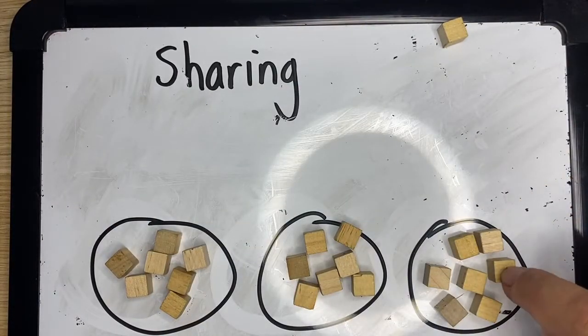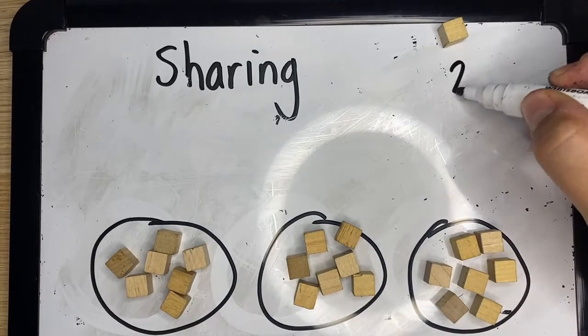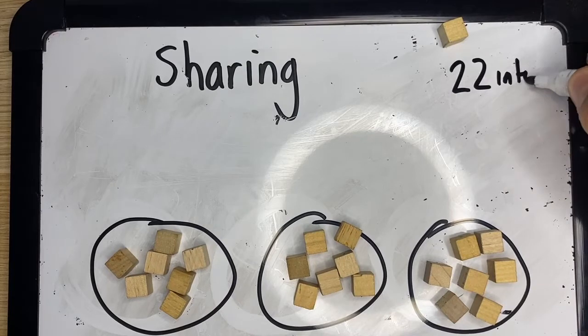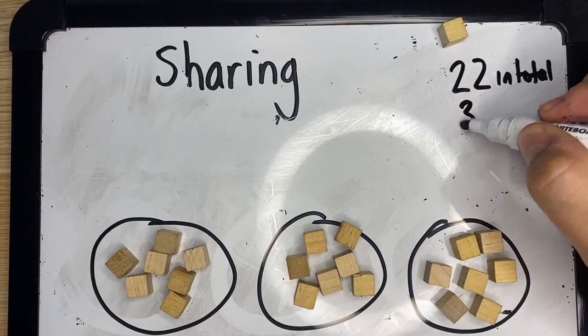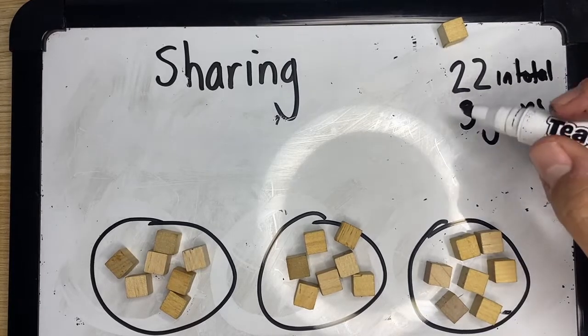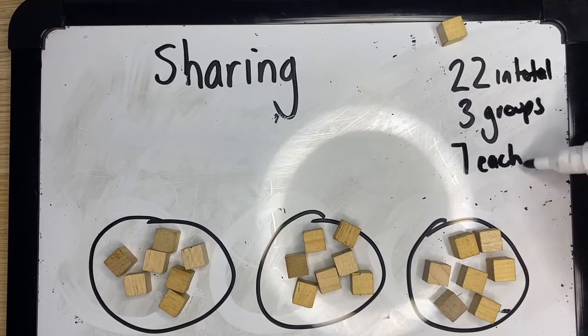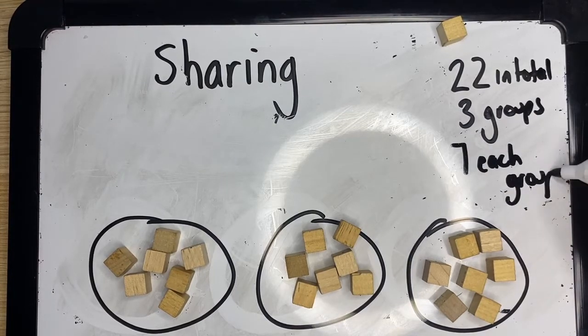Okay, so we have 1, 2, 3, 4, 5, 6, 7. There was 22 in total. We have 3 groups. And each group has 7. But there's 1 left over. So let me show you how to write that.